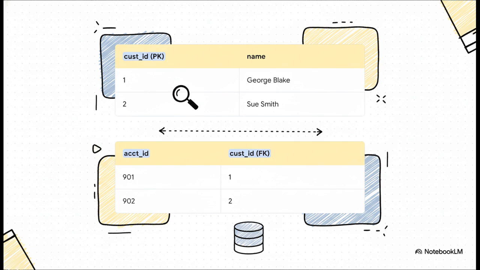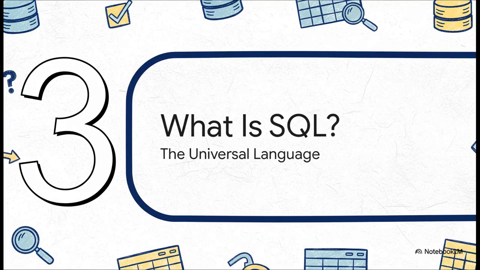Okay, so let's see this in action. Here we have two separate tables, one for customers, one for accounts. See that cust ID in the customer table? That's the primary key. Think of it like a unique ID badge for every single person. Then you look over at the account table, and you see that same cust ID column. That's a foreign key. It's just a simple note that points back, creating this incredibly powerful yet simple link. We know exactly which account belongs to George. No confusing diagrams needed.